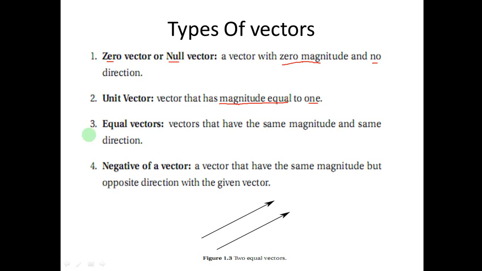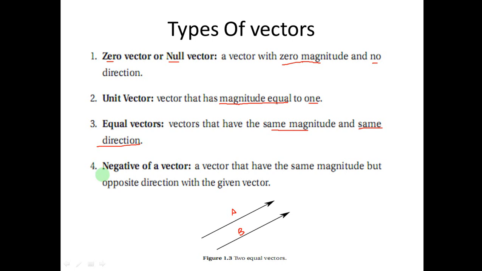The third type of vectors are equal vectors. These vectors have the same magnitude and the same direction. When 2 vectors have the same magnitude and direction, these vectors are called equal vectors. Here figure 1.3 shows 2 equal vectors. Let's consider this vector A. This is vector A and this is vector B. Vector A and vector B are equal vectors because they have the same magnitude and the same direction.